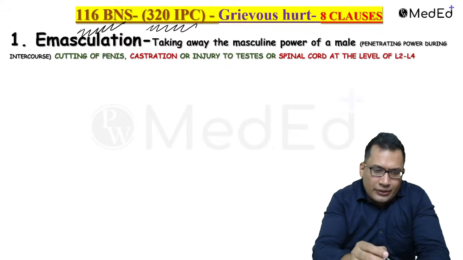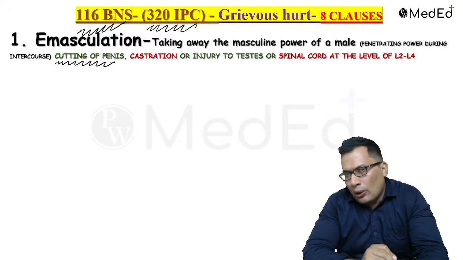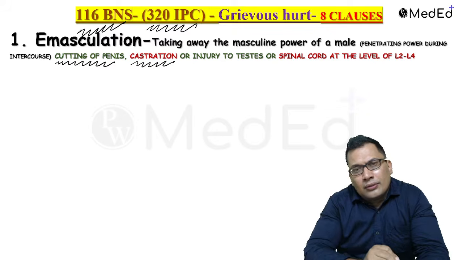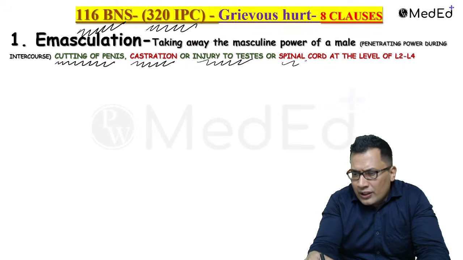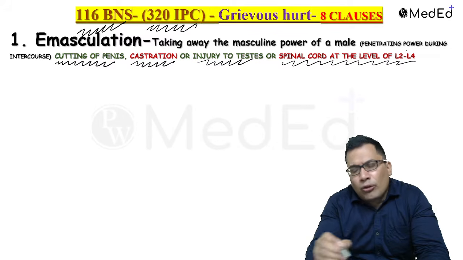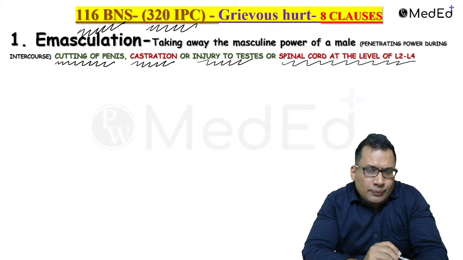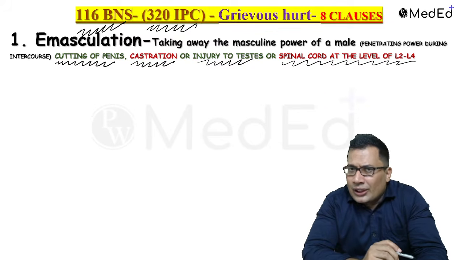What are the examples? For example, cutting of the penis also comes under clause 1. Castration or injury to the testis or injury to the spinal cord at the level of L2 to L4 that leads to impotency or erection problem. So all this comes under emasculation.